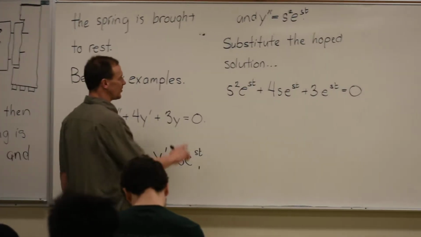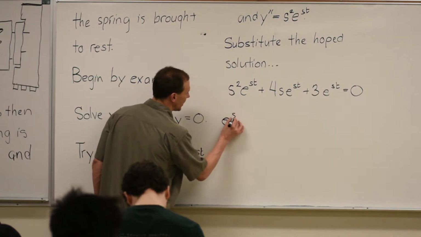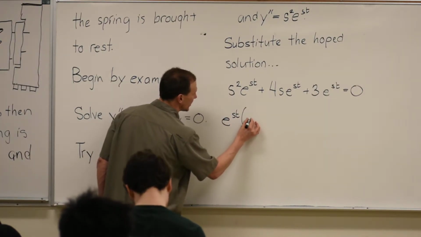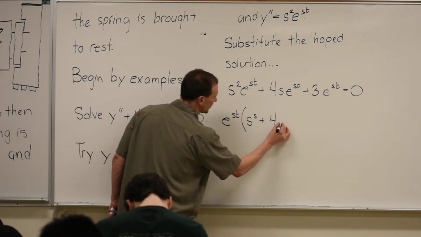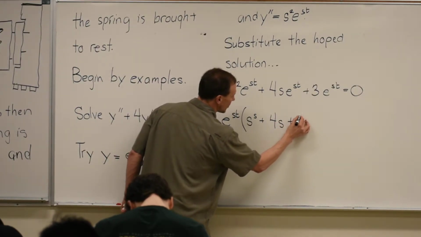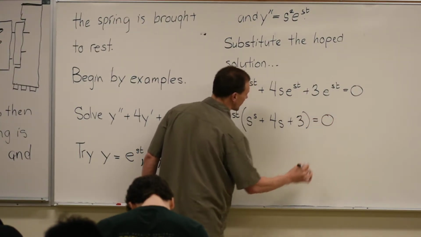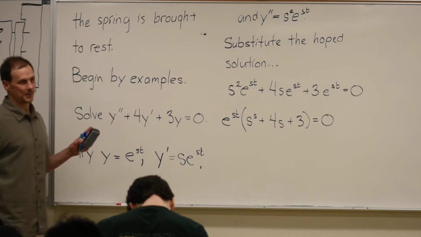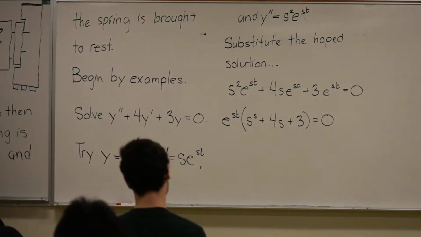Let's factor. I'm going to factor that. This is called e to the st times s squared plus 4s plus 3 equals 0. I'm going to stop here for a moment. Or actually on the next one. Next.